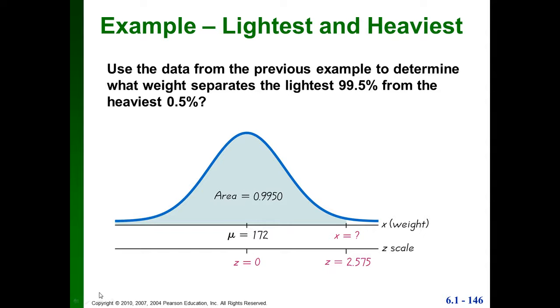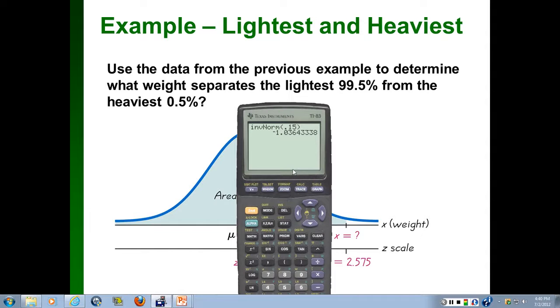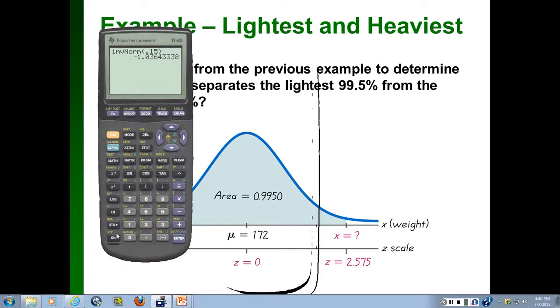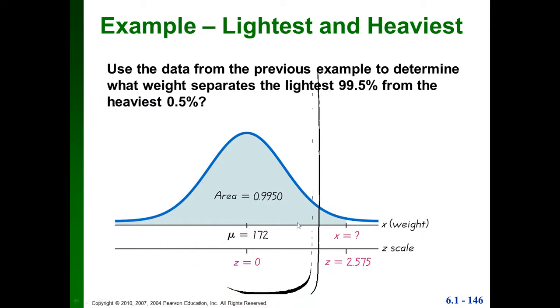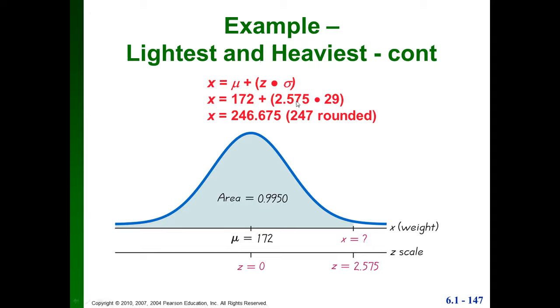We could also do the calculator, which would become second vars inverse norm 0.9950, and that would become 2.575 right there. Okay, now that we have that 2.575, we use this formula. The mean is 172 and the standard deviation was 29, and then we calculate our value, and that gives us our answer.